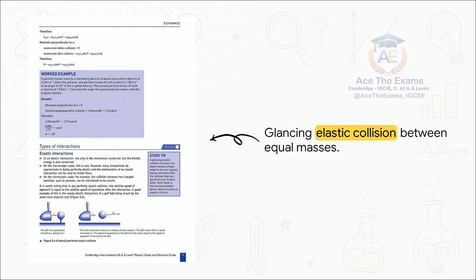A glancing elastic collision between two equal masses always results in those two masses moving off at exactly 90 degrees to each other. They will be perfectly perpendicular. Memorize that rule, especially for the multiple choice paper.